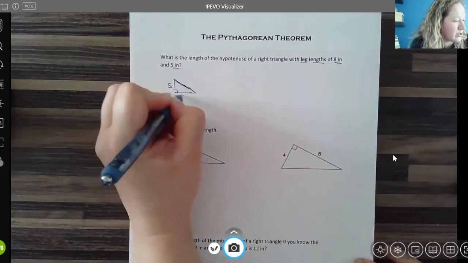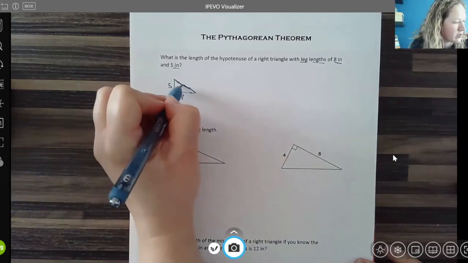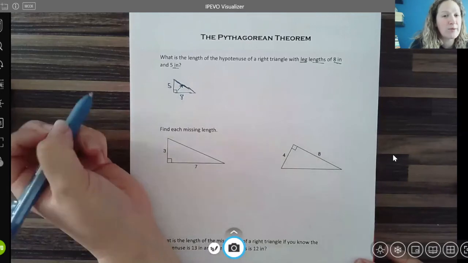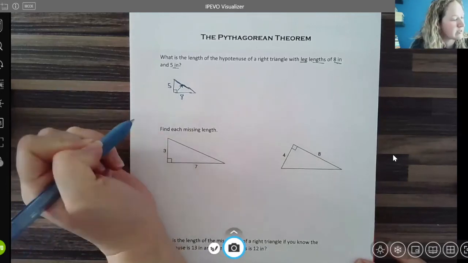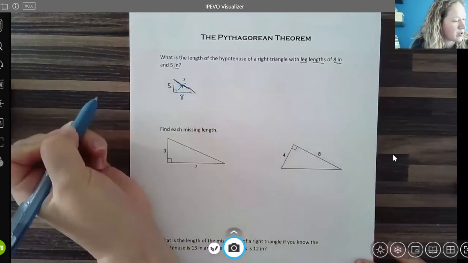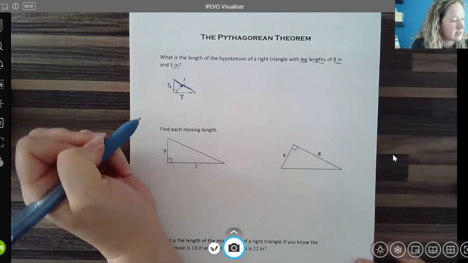So I'm going to label my two legs 5 and 8, knowing that this longest side across from my 90-degree angle is the hypotenuse, but that's the information that I'm missing. So that's the part I need to know. So this is my question mark, and in our theorem, that is side C.